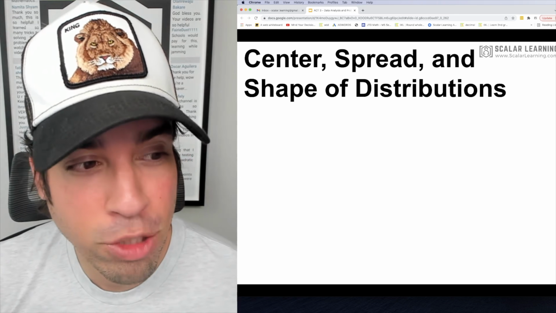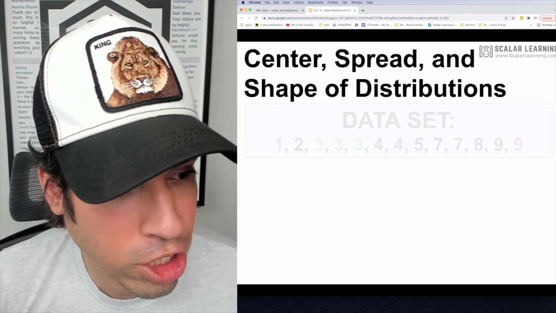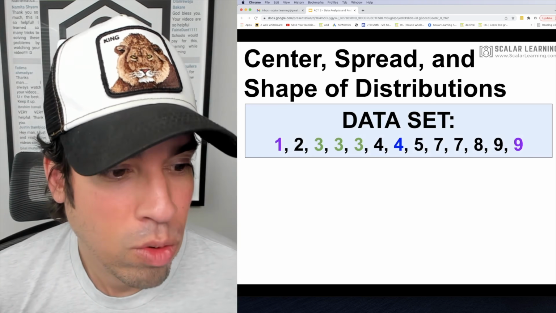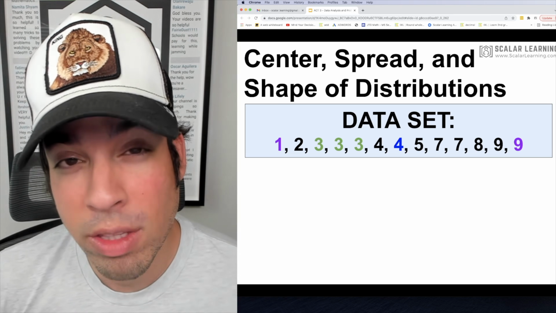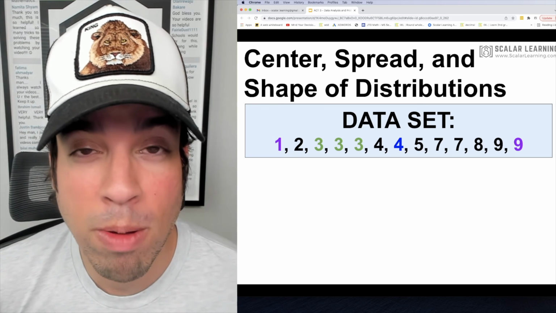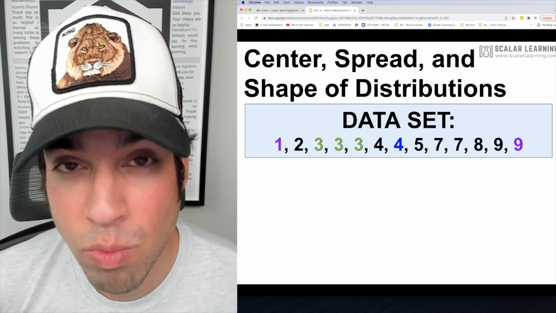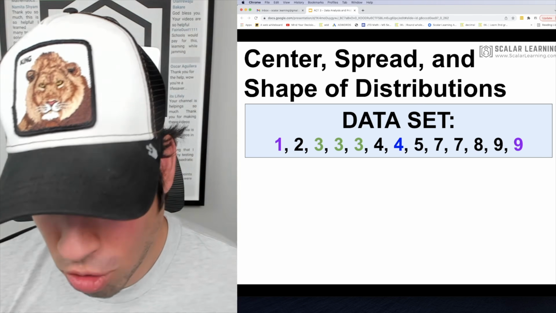Now let's talk about center, spread, and shape of distribution. So check this out. If we have a data set, 1, 2, 3, 3, 3, 4, 4, 5, 7, 7, 8, 9, 9, I want to look at the critical values. So what am I talking about? I'm talking about mean, median, mode, and range. So what are all of these terms and what do they represent?